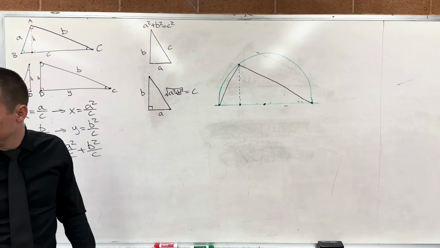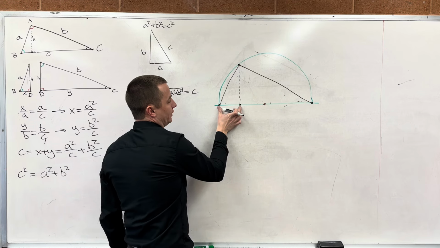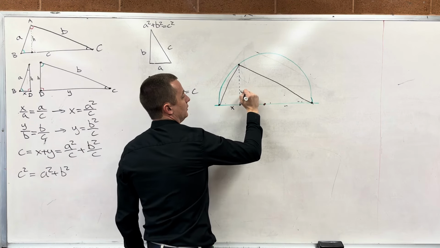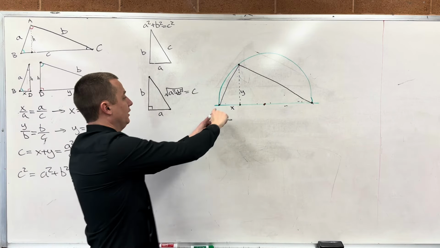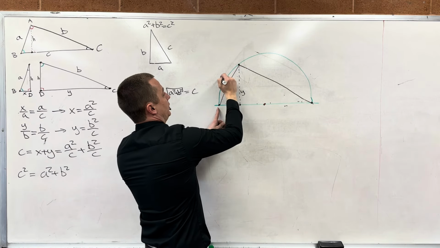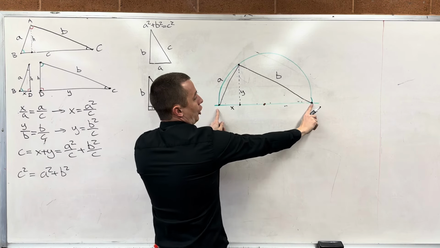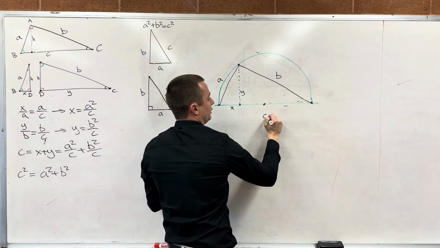With me so far? Yep. I may call this distance, whatever it is, x. I may call this distance y. I may call the length of this side of the triangle, little a, whatever that is. The length of this side of the triangle, little b. And then this total length right here, I may call little c.